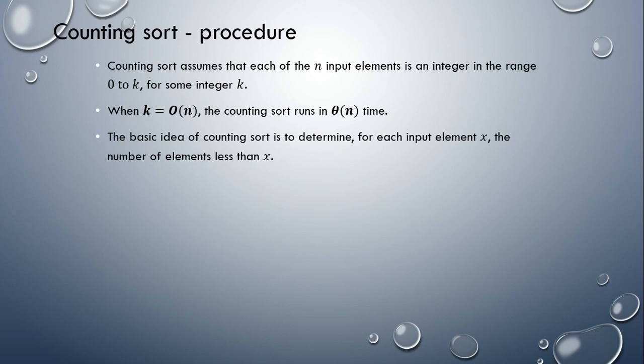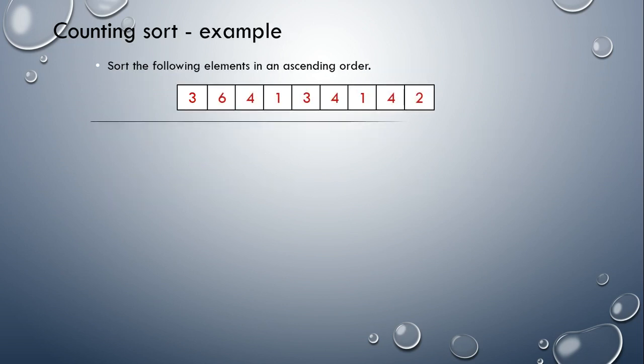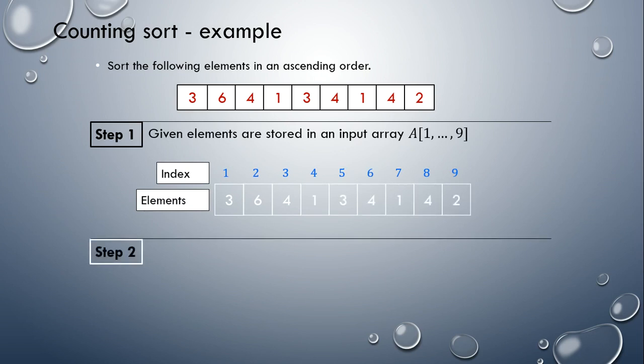The basic idea behind counting sort is to determine, for each input element x, the number of elements which are less than x. This information can be used to place element x directly into its position in the output array. Now we understand counting sort with an example. Take the array 3, 6, 4, 1, 3, 4, 1, 4, 2, with index from 1 to 9, because the total number of elements is 9.